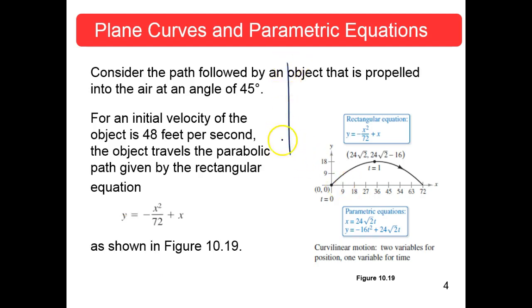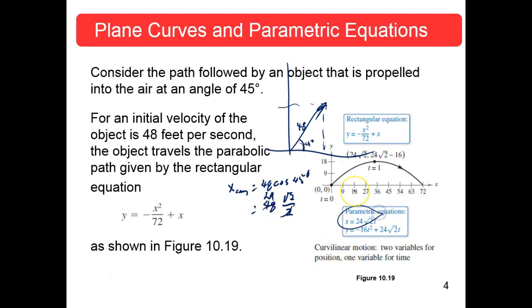Okay. Here's your initial velocity here. It's a 45 degree angle. So your x component is 48 this way. The x component is 48 times the cosine of 45 degrees. And please tell me you know what the cosine of 45 is, right? It's root 2 over 2. 2 will go into 48 24 times, so x is equal to 24 root 2 times t. Okay, that just means that x is always the same. T is your parameter here, okay?